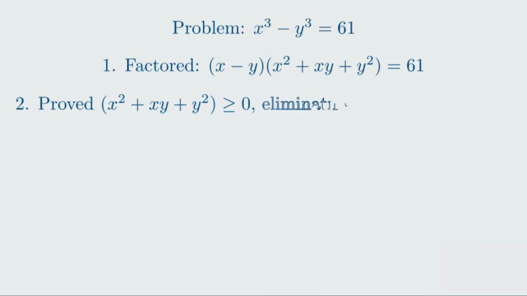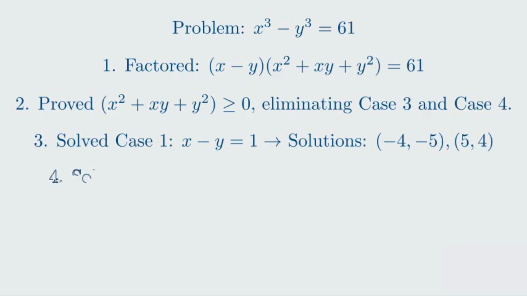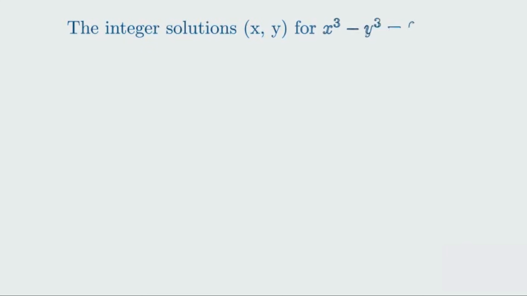We analyzed the first case, x minus y equals 1, and found two pairs of integer solutions, (-4, -5) and (5, 4). Finally, we analyzed the second case, x minus y equals 61, and found that it led to a quadratic equation with no real solutions, and therefore no integer solutions. We can now state our final answer. The only integer solutions (x, y) to the equation x cubed minus y cubed equals 61 are the two pairs we found in case 1. These solutions are x equals -4, y equals -5, and x equals 5, y equals 4.